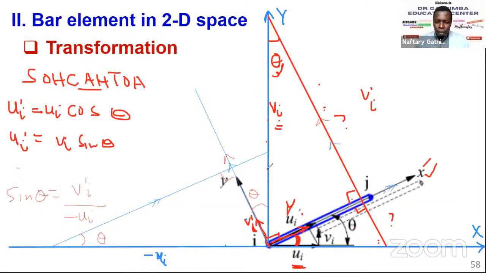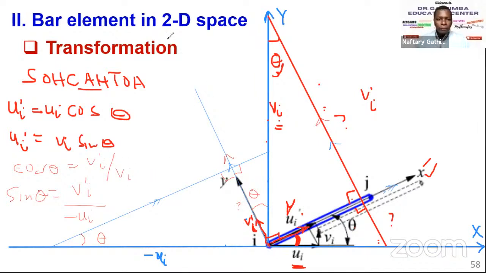Same case now, to get the vertical component, we have this angle. This is a right angle triangle. We know this value. This is what we want to resolve. We know this is v i. So we have the adjacent, we have the hypotenuse, so we use cos. So cos theta will be equal to v prime i over v i.